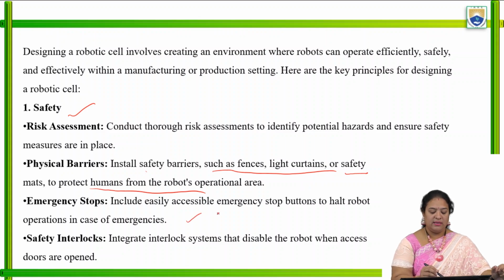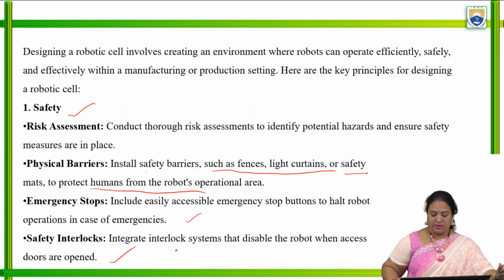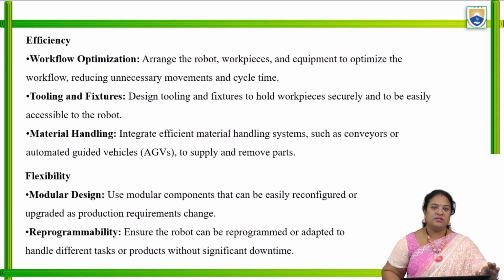We need to include the easily accessible emergency stop button to halt the robot operation in case of any emergency. If the robot is acting beyond its particular limit, we need to have an emergency stop button where automatically the robot will stop acting on the unwanted areas, and safety interlocks. That is, we need to initiate the integrated interlock system that disables the robot when access doors are open, right? So these are very important when we are planning the robot cell.